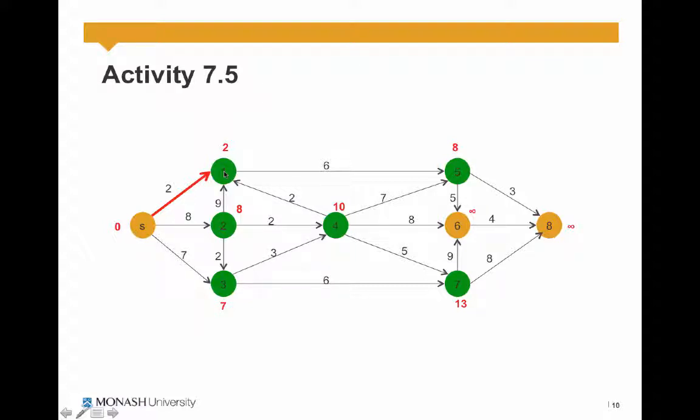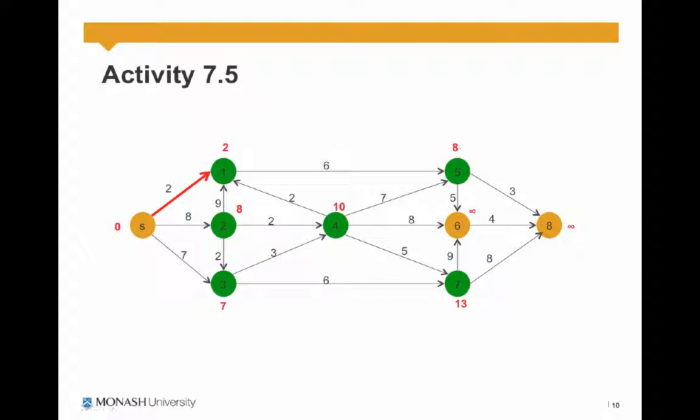So from node 1, we check the neighboring nodes. This is a directed graph, so we can't really go to node 2. Look at the direction of the arrow. We can't go to node 4. The only node we can go to is 5. So what is the distance from S to 5? We already had 2 plus 6 here, so the label would be 8. 8 is smaller than infinity, so we update the label to 8.